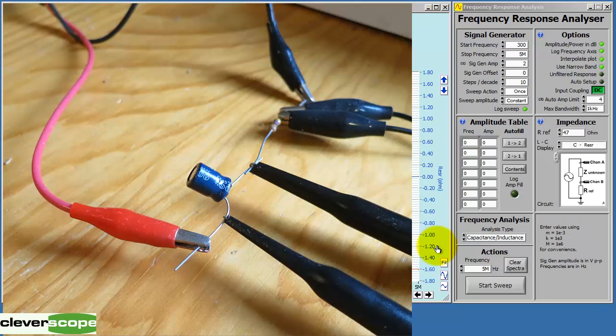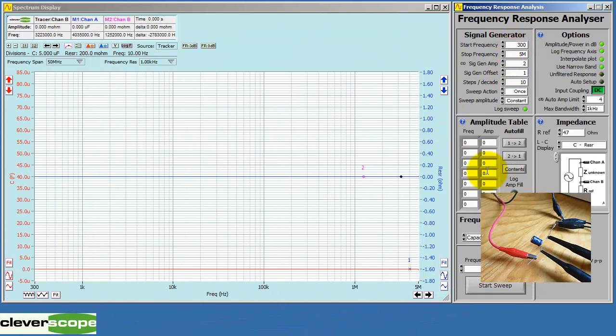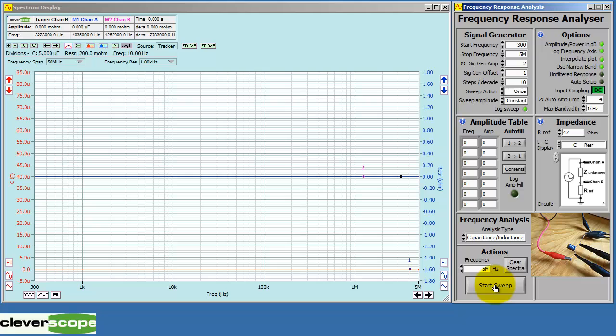Now I'd like to look at an aluminium electrolytic capacitor. I've heard bad things about these. We can set the siggen offset to, say, a volt, which will polarize the capacitor as it should be. I've set a much lower frequency range because I don't think they go as high. So let's just try. This is a 47 one.